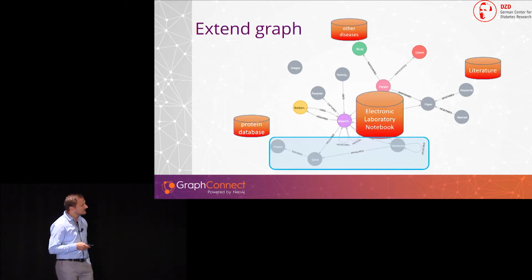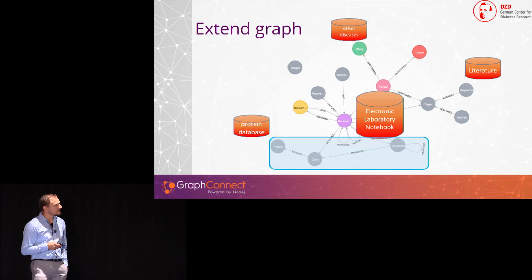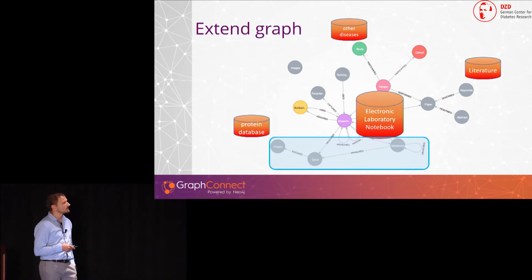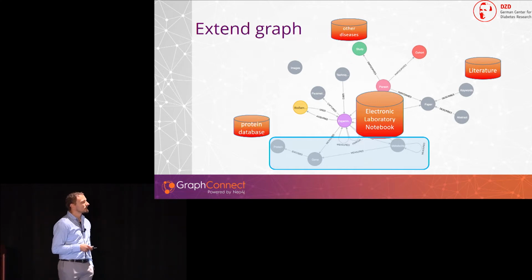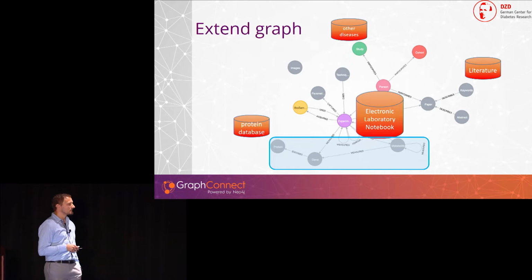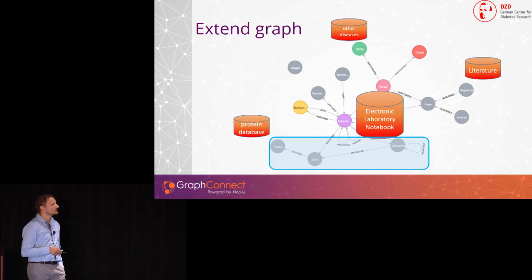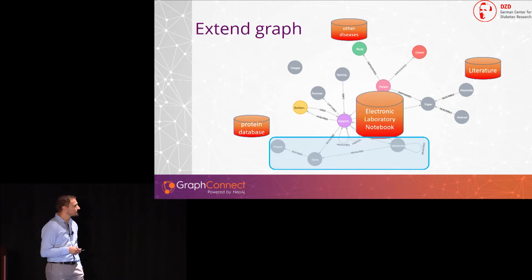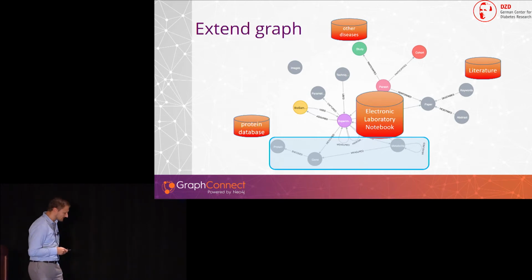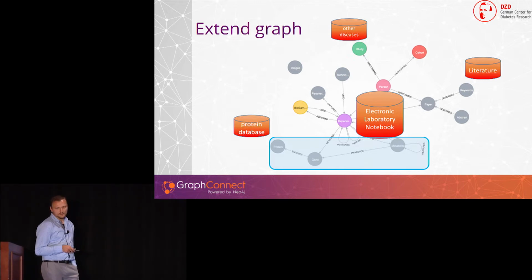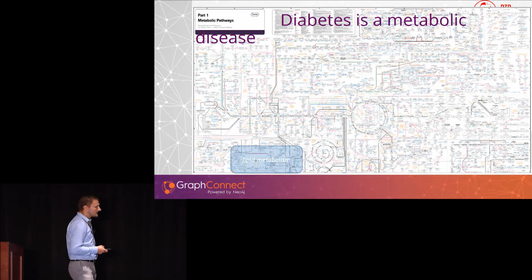And we want to extend this graph. So there are different possibilities how we can extend it. We can extend it by other diseases like cardiovascular diseases or Alzheimer's. There are a lot of literature databases publicly available. We will include electronic lab notebook data or protein database data. And here at the bottom, this is a special case where we enter the world of genes, proteins, and metabolites that are measured in these experiments. And now we focus on that.